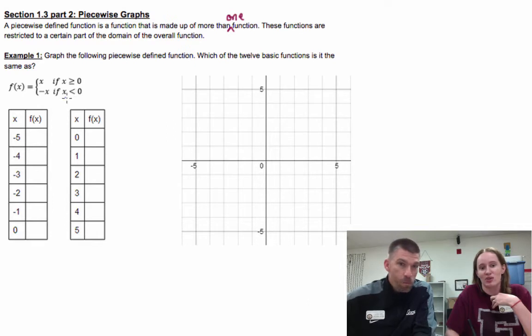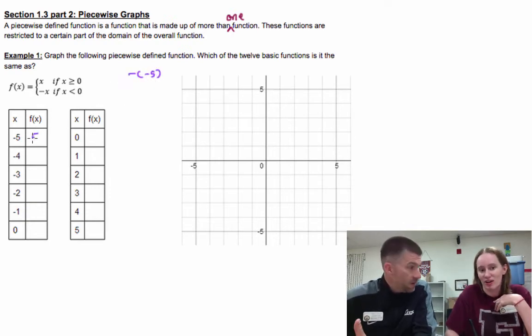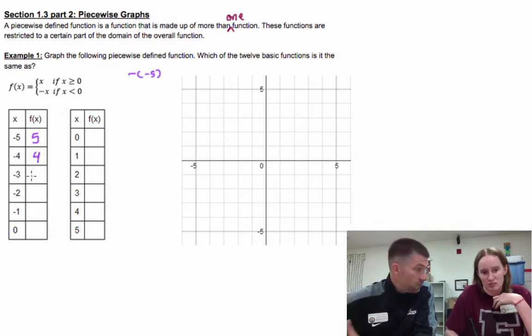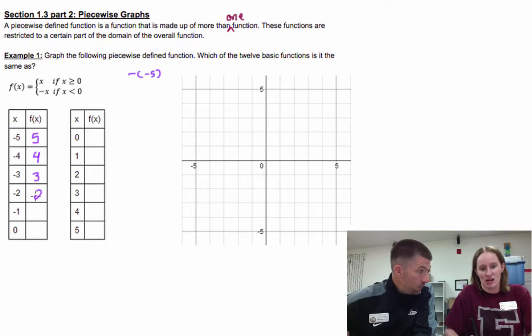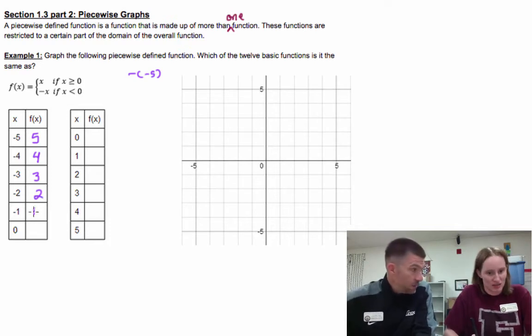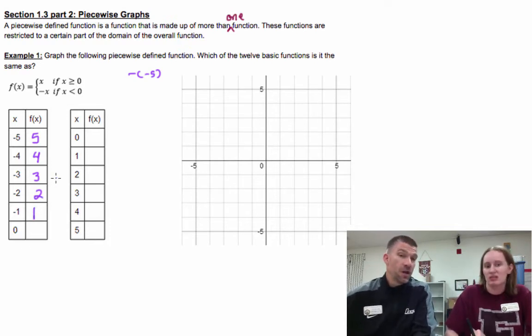This is the bottom one, and negative 5 is less than 0. So we'd plug it in right here and say, negative 5, which is positive 5. And that should happen all the way down here. So negative 4, positive 4. Negative 3, positive 3. Negative 2, positive 2. And negative 1, positive 1.